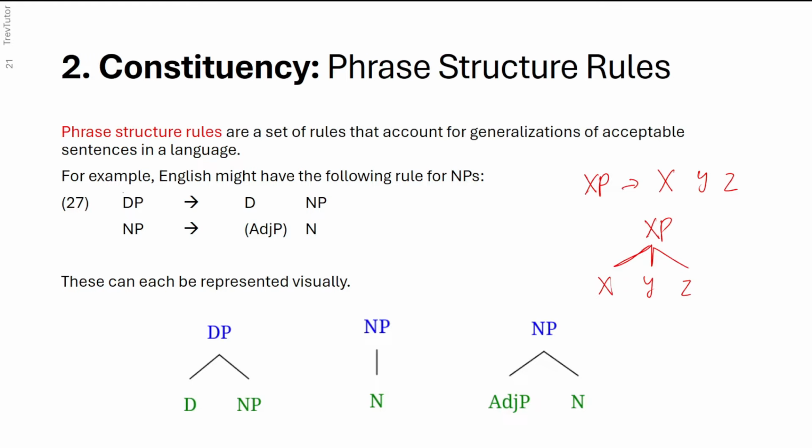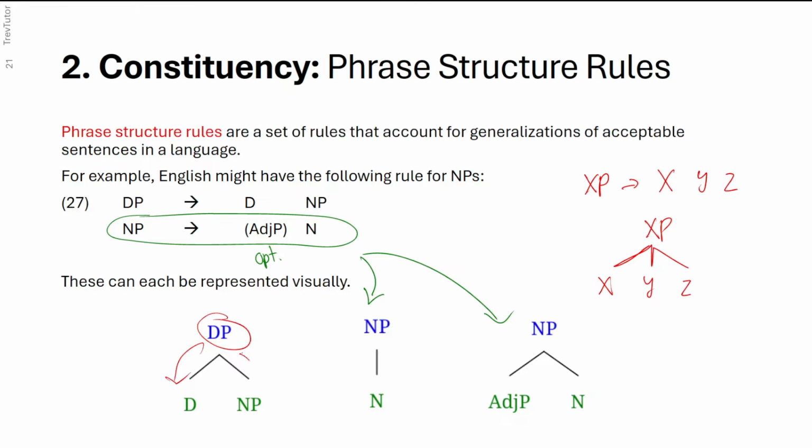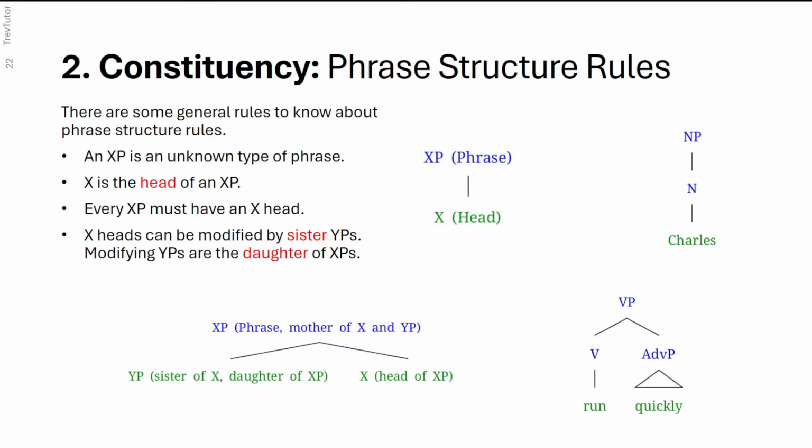So let's say we have this thing that says a noun phrase consists of an optional adjective phrase. That's what the brackets mean, that it's optional, and then a noun. So visually, we can see this as an NP branches off into an adjective phrase and a noun. Or alternatively, if there is no adjective phrase because it's optional, the noun phrase just branches off into a noun. 27a, with the DP going to D and NP, is an example of what we'll see later, where a determiner phrase becomes a determiner and a noun phrase. But that's how we can read our phrase structure rules.